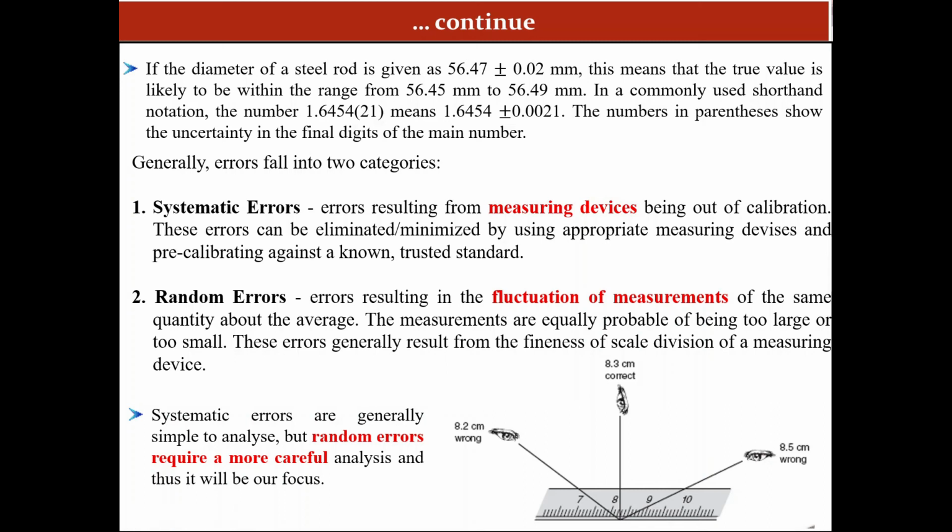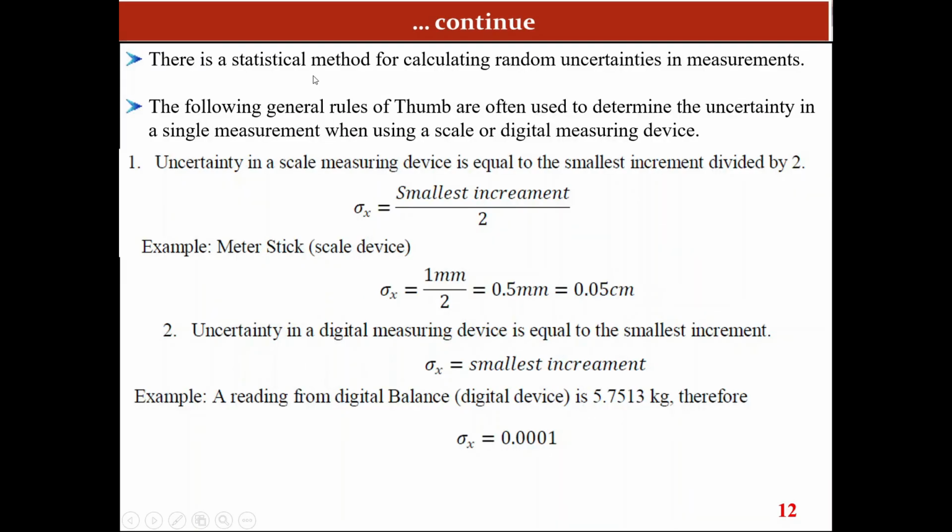Okay. So there is a statistical method for calculating random uncertainties in measurement. The following rule is used to determine uncertainty in a single measurement when using a scale or digital measuring device. Now, let's first find the uncertainty in scale division measuring devices like meter sticks. The uncertainty for a meter stick or other non-digital measuring device can be calculated as the smallest increment divided by 2. For example, for a meter stick, the smallest increment is 1 millimeter. From 0 to 1 centimeter, we have 10 divisions. Because the smallest increment is 1 millimeter, 1 millimeter divided by 2 gives us the uncertainty.